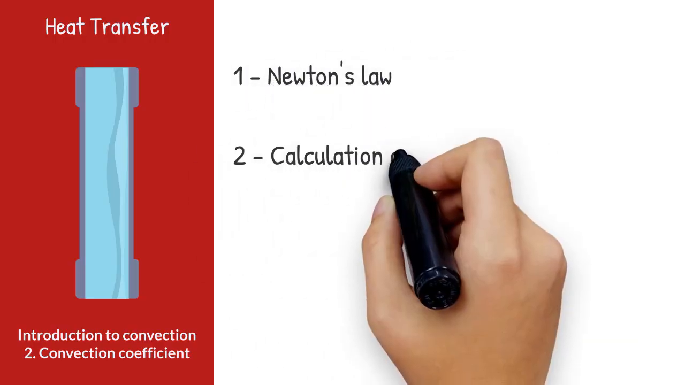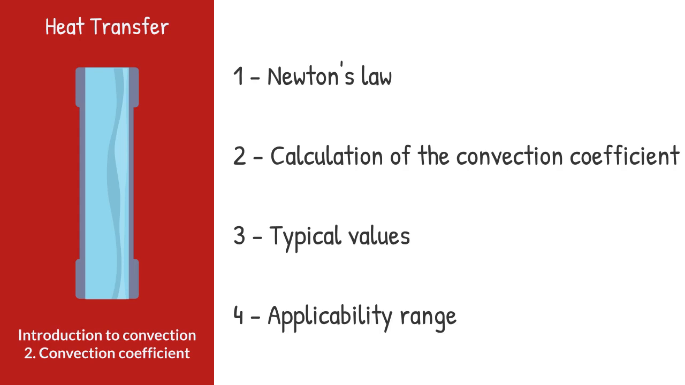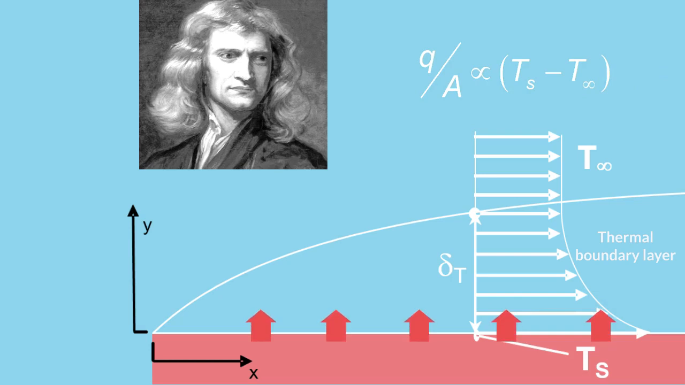In this second part, we will study what the convection coefficient is. How is it calculated? What are the typical values? And what is the range of applicability of the formulas to calculate it? Newton's law states that the heat flux at the surface of a solid is proportional to the temperature difference between this surface and the fluid. The proportionality coefficient, h, is called the convection coefficient.